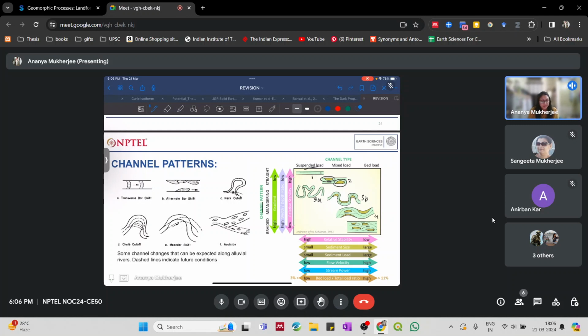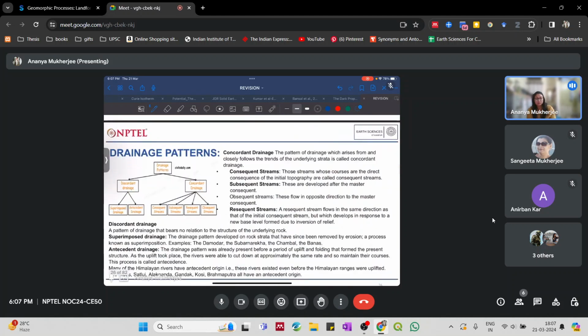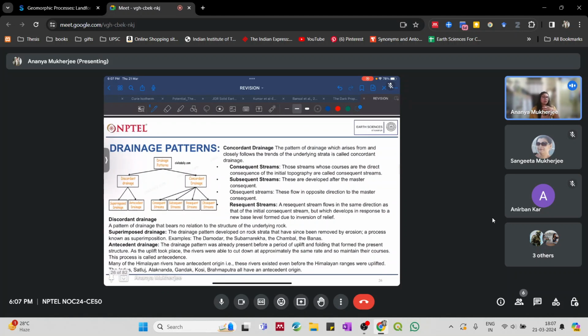and you can see that with changing channel patterns, you have a meandering pattern with suspended load, you have a meandering pattern with mixed load, and then you have braided channel patterns when you have more bed load present. So bed load is the load that cannot be carried by the water, and it starts settling down in the channel bed.